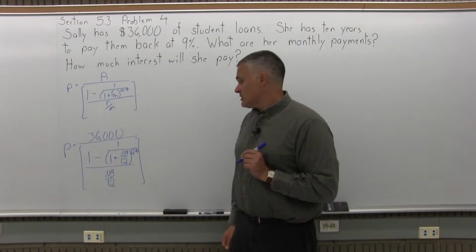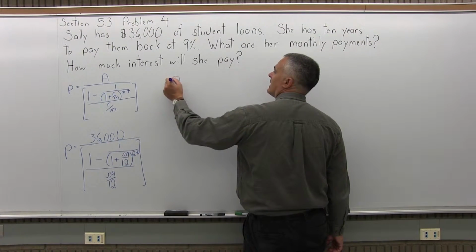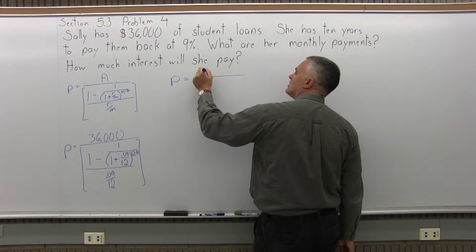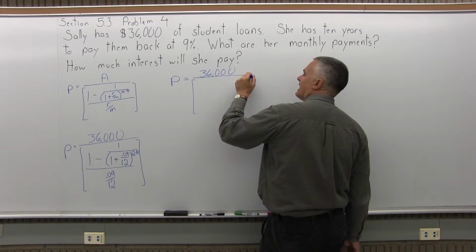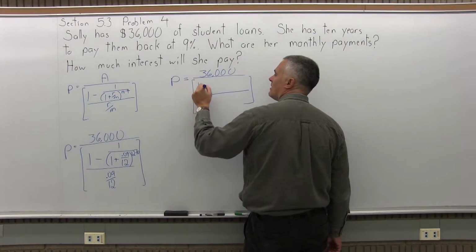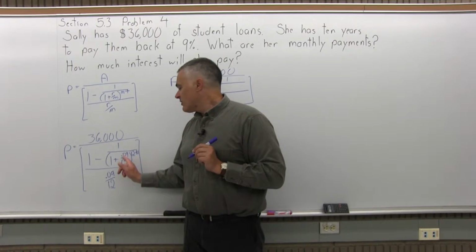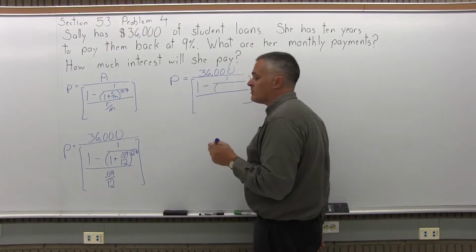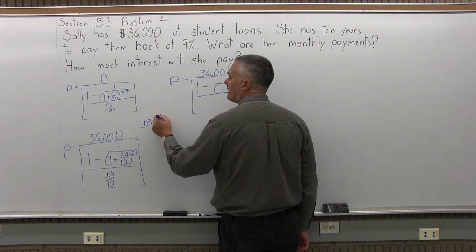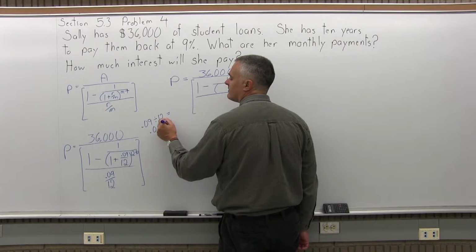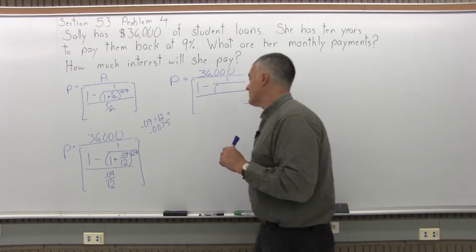And now we'll start the computation. As usual, when we have parentheses, you need to deal with those first. So I will have P equals 36,000 over my brackets. The brackets will have in the numerator 1 minus 1 over 1 plus r over m. The r over m, 0.09 over 12, I happen to remember is 0.0075. If you don't, simply use your calculator: 0.09 divided by 12 equals 0.0075. Now there's a 1 plus in front of that, so 1 plus 0.0075 is 1.0075.